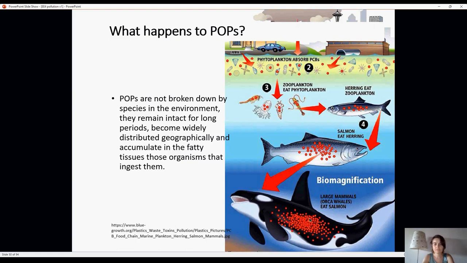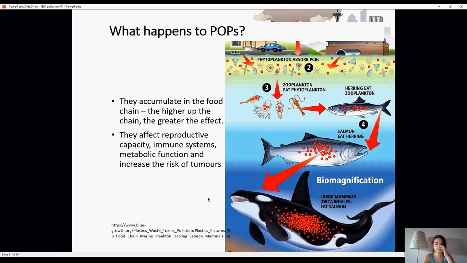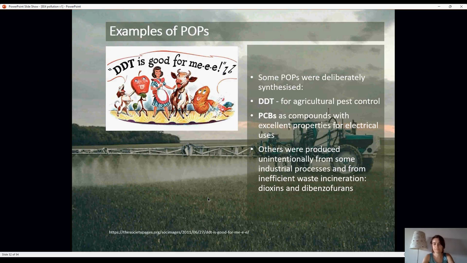Now, of course, we don't eat orca, but we certainly eat salmon and we certainly eat herring. So you can see how this can affect us. Let's give a few minutes to a couple of examples here. So DDT, now this is a real advert. It's a real publicity thing. If you Google DDT advertisements, you'll see some really scary stuff. This was actually a song. People sang this. DDT is good for me. There was a ditty. It was part of a publicity campaign.